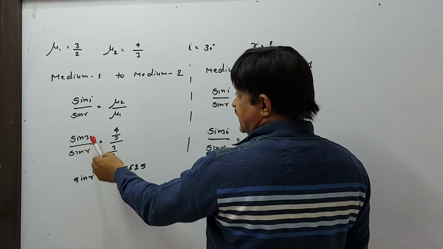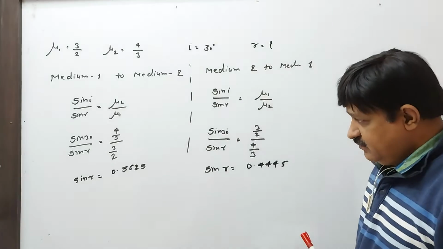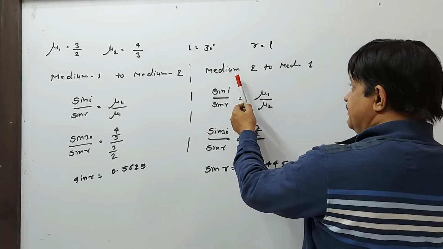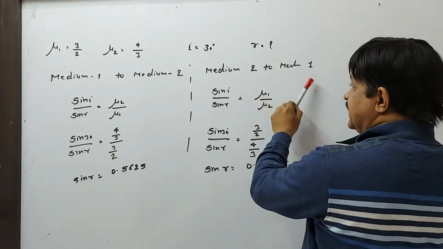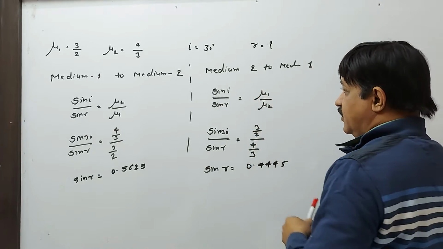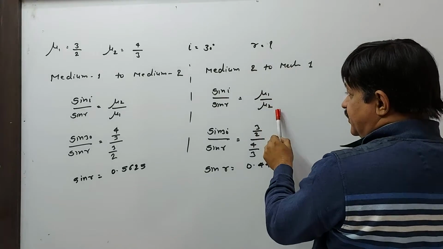Sin r हमें calculate करना है in this manner. If you will calculate, your sin r is coming out to be 0.5625. अब दूसरा देखते हैं medium 2 to medium 1. So now when you will be entering from 2 to 1, sin i upon sin r becomes mu 1 upon mu 2. Of course, क्योंकि इस बार हम 2 से 1 में जा रहे हैं, so 1 upon 2.